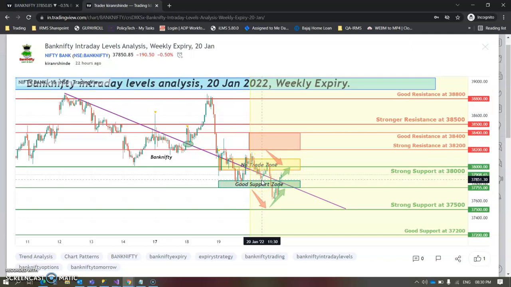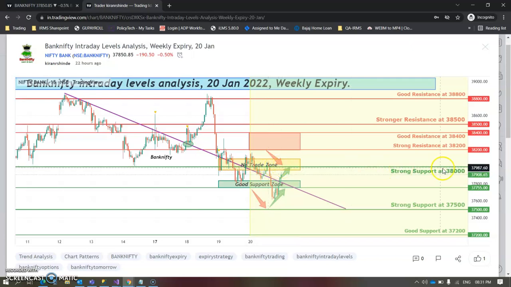And during an expiry, one more experience I would like to share. Whenever we have a good support or resistance zone, whenever the market is approaching a good support or resistance zone, such a good zone is not broken the first time itself. The market would definitely come a second time if it does not reverse, and when it comes the second time, then it breaks whatever the support or resistance zone is.